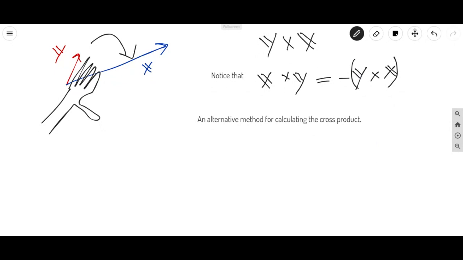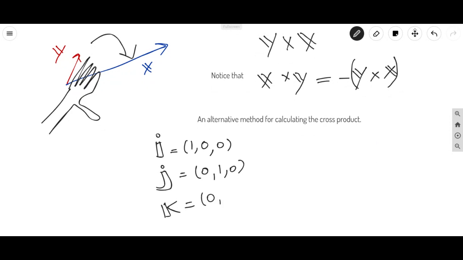Recall, you have these basis vectors. You have what you call i, which is the vector 1, 0, 0. You have j, which is the vector 0, 1, 0. And you have a vector called k, which is the vector 0, 0, 1. And you have these rules: if you take i cross i, that's going to give you the 0 vector. If you do j cross j, you're going to get the 0 vector.